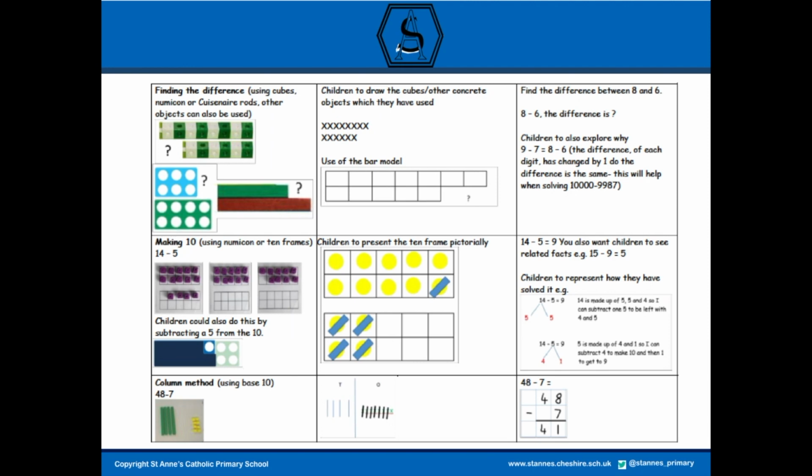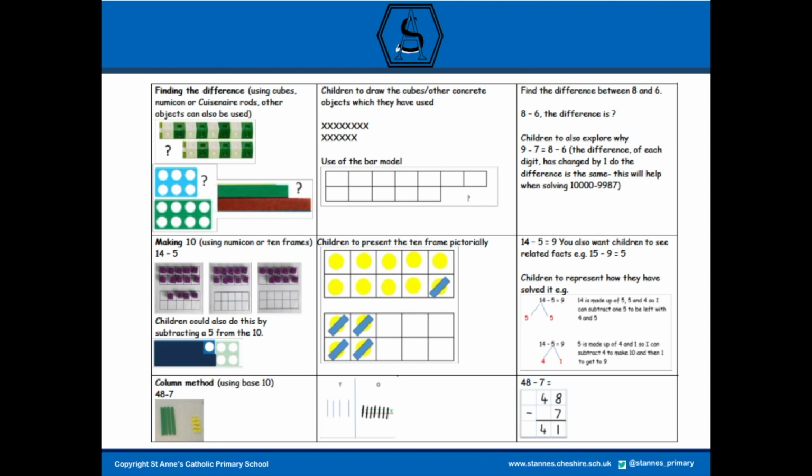There's an example here with Numicon as well. We've got 8 and 6. What is the difference? It's 2, and then again with Cuisenaire. Now onto the pictorial: they can draw the 2 rods themselves. So we've got 8 crosses here and 6 underneath, or they can draw the bar model and then find out for themselves what the difference is.